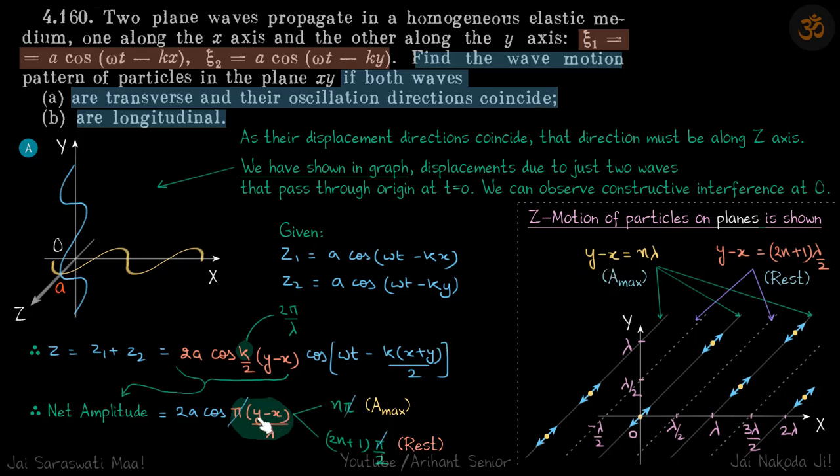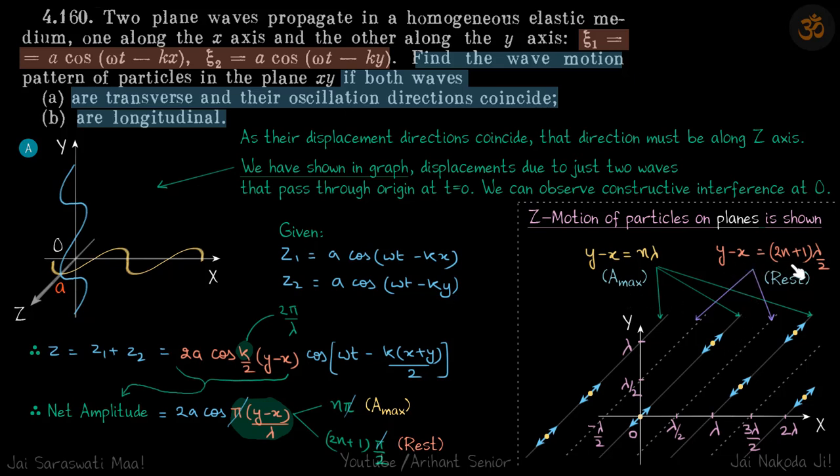So this will be y minus x equal to nλ. Wherever this happens, we will have maximum amplitude. And in the other equation, you will get y minus x equal to (2n+1)λ/2. Where this happens, the particle will be at rest. At the origin, y and x are 0, so that is nλ, constructive interference, and the particle reaches the maximum amplitude A max. That we saw in the graph also. But with the equations, we can get other points as well. Wherever y is equal to x, that is this straight line, all the particles on this straight line will reach their maximum amplitude.